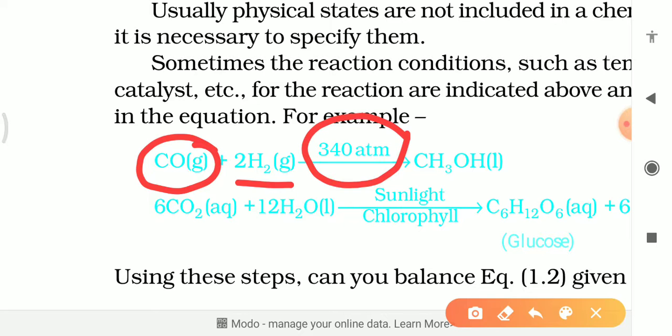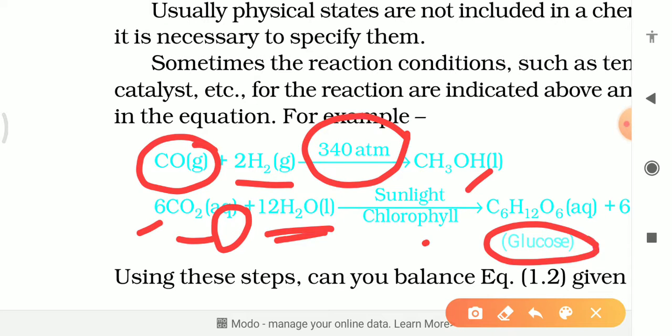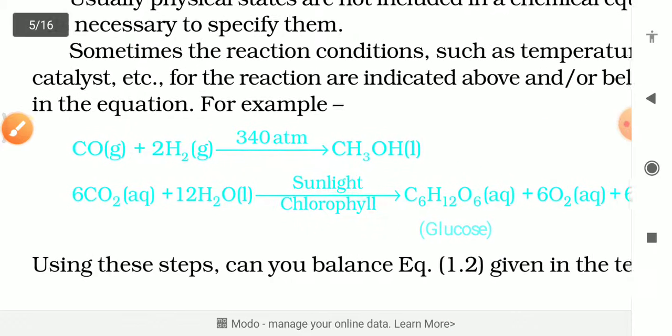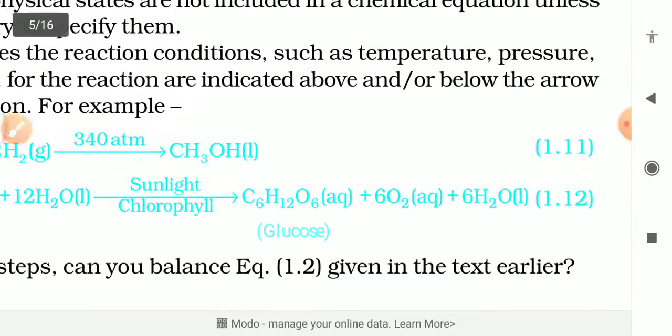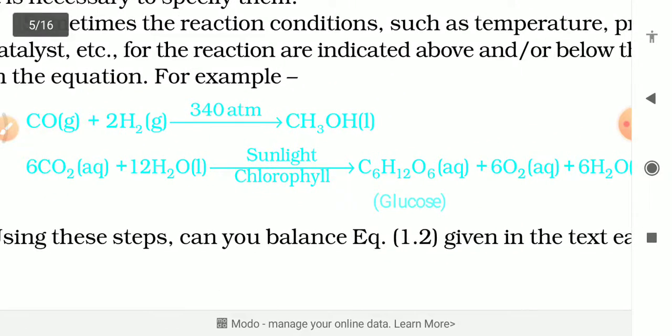Now see here, carbon dioxide plus 12 H2O. Students, 6 molecules of carbon dioxide aqueous, and aqueous means when something is dissolved in water. The carbon dioxide reacts with 12 molecules of liquid water in the presence of sunlight and chlorophyll, and it makes glucose, that is C6H12O6 aqueous, plus 6 oxygen and H2O.